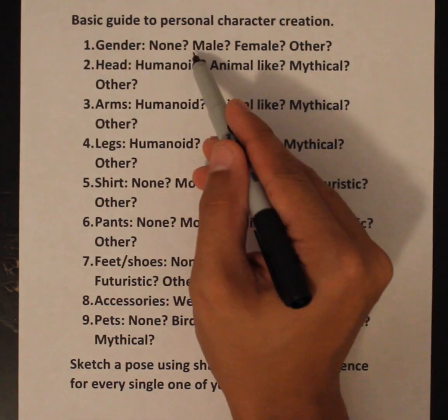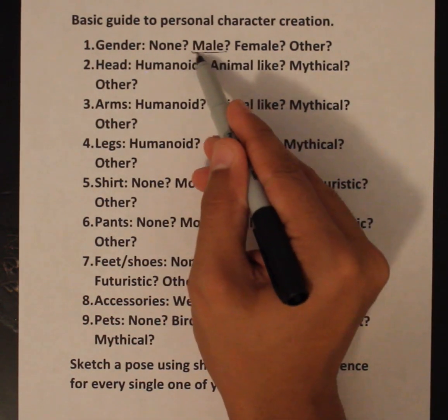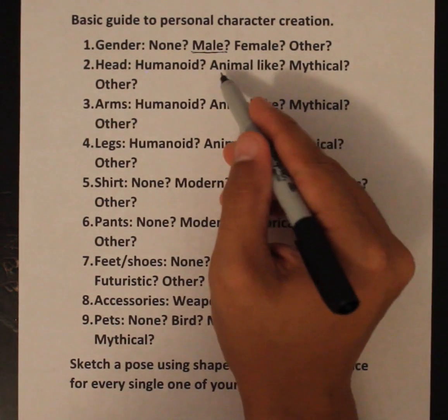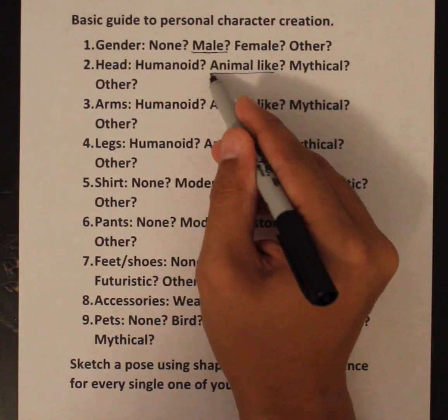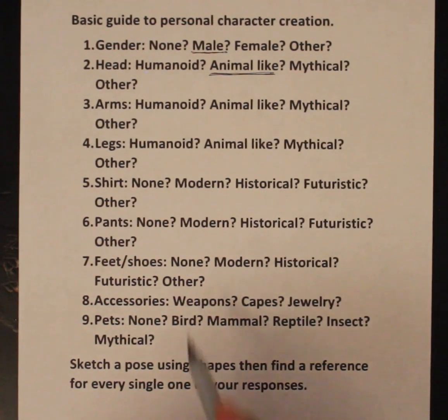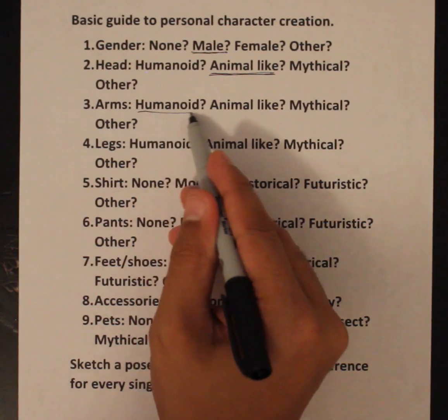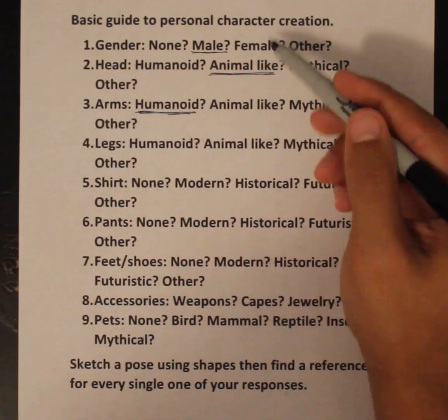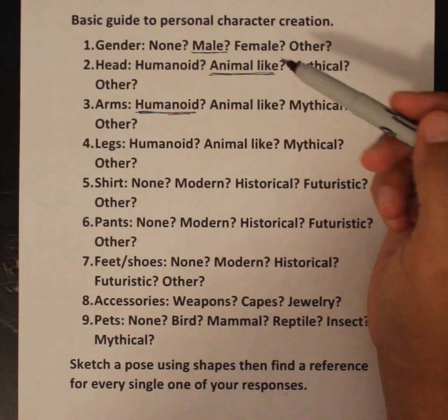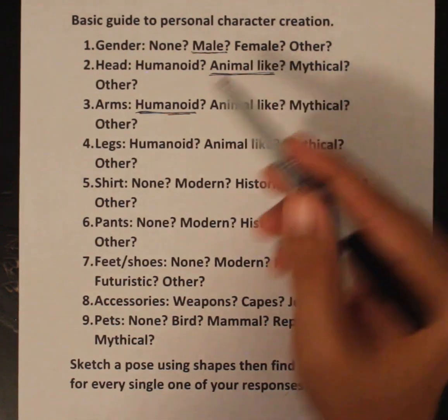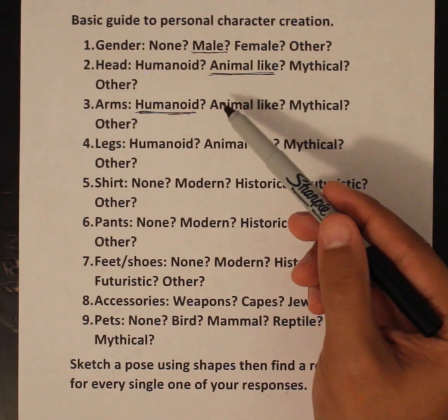So as far as gender, it's male. Head is animal-like. Arms, they're humanoid. So once you start underlining, or once you choose, then add more specifics.